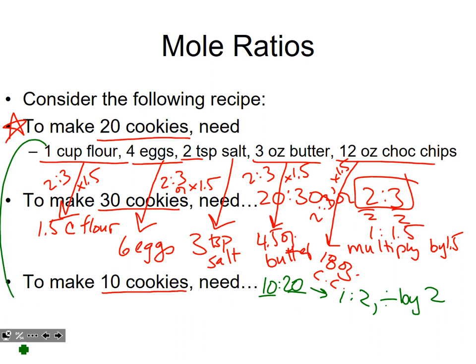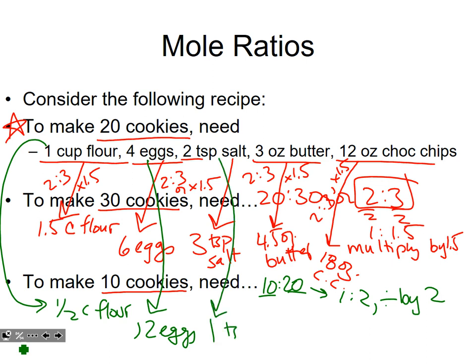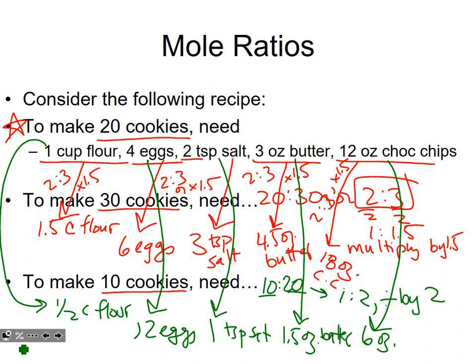So instead of a cup of flour, I'm going to use half a cup of flour. Instead of 4 eggs, I'm going to use 2 eggs. Notice I'm keeping the same total proportions. I'm just cutting all of the proportions in half. 2 teaspoons of salt is going to be 1 teaspoon of salt. 3 ounces of butter, cut that in half. That's 1.5 ounces of butter. And 12 ounces of chocolate chips. Well, honestly, I'd probably still use 12 ounces of chocolate chips. But if we're keeping the proportions the same, I'd use 6 ounces of chocolate chips. Because this way I'm keeping the proportions intact, but now I'm changing the total amount.